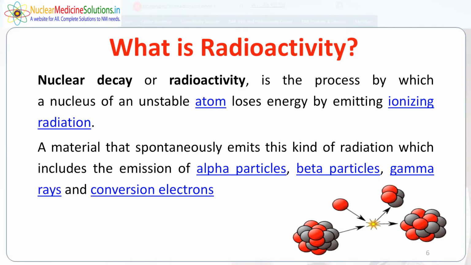Now, we should know what is radioactivity, how radioactivity is defined. If you see the literature, nuclear decay or radioactivity is the process by which a nucleus of an unstable atom loses energy by emitting ionizing radiation. A material that spontaneously emits this kind of radiation, which includes the emission of alpha particles, beta particles, gamma rays and conversion electrons. So, this tells what is radioactivity.